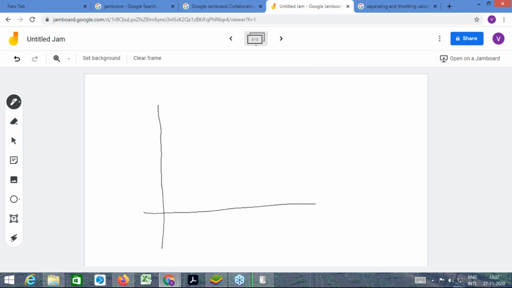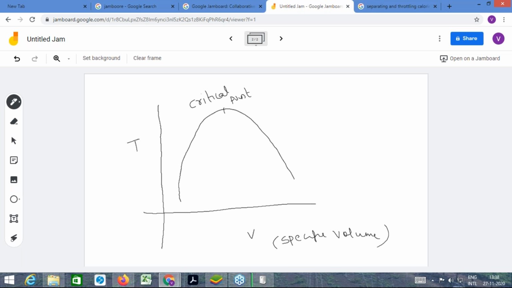Okay, so this is the vapor dome. Let us say that this is temperature, and instead of enthalpy, I'll take specific volume. V is the specific volume. And this is the critical point. This line is called the saturated liquid line.